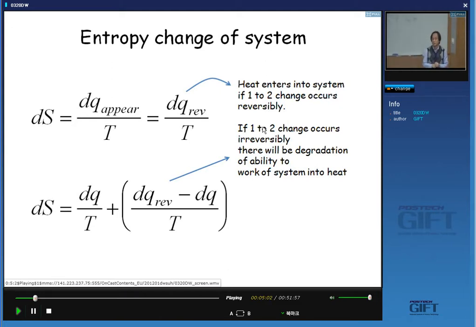I told you the difference comes from the degradation of the capability of work of the system. The capability of the system to work degrade into heat, and actually the heat appeared in the system is Q first, plus Q reversible minus Q. And this is heat absorbed from the surrounding, and this is heat appeared by degradation of workability, right? That's what I told you in last class.